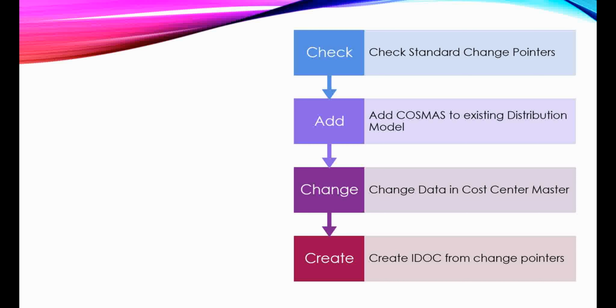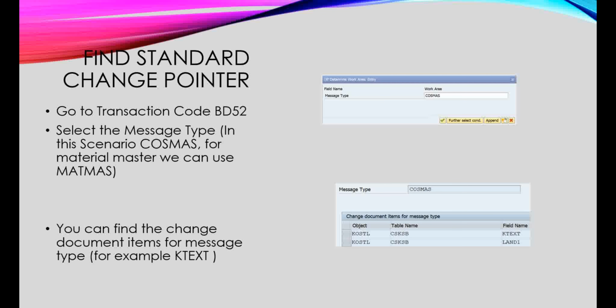Here each step has sub steps, like different operations at each step. We will see one by one here. The first one is to change the standard change pointer or find the standard change pointer. For that we have a SAP standard transaction code BD52.